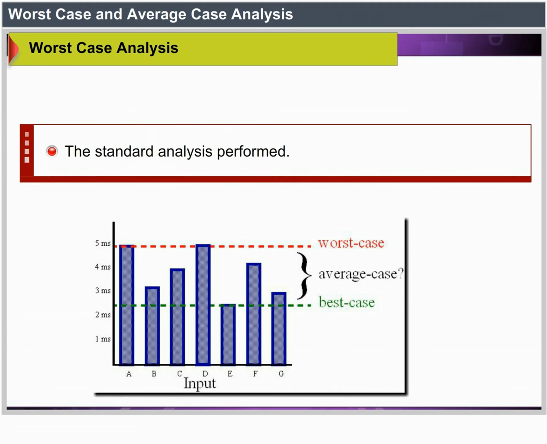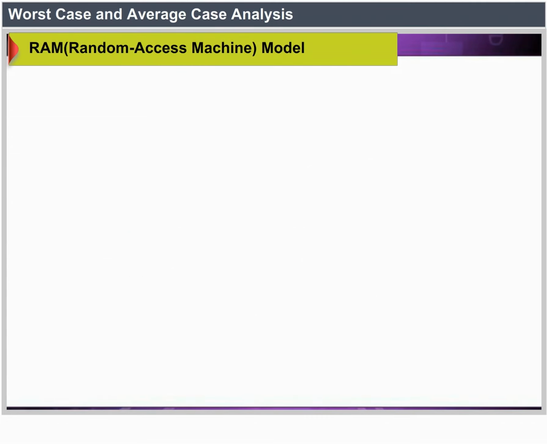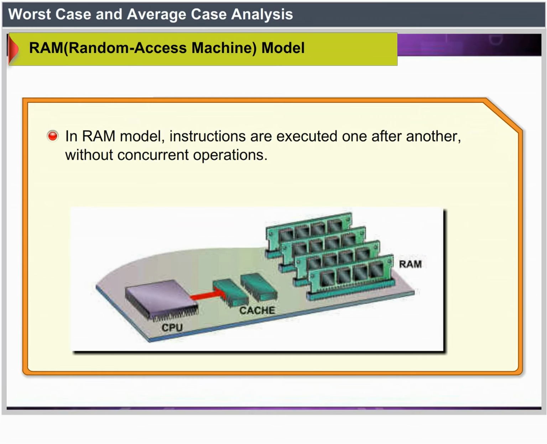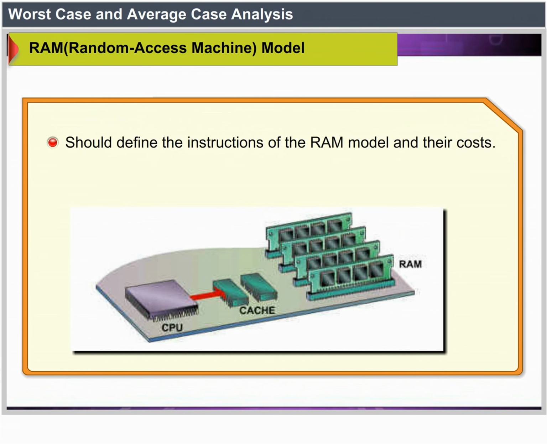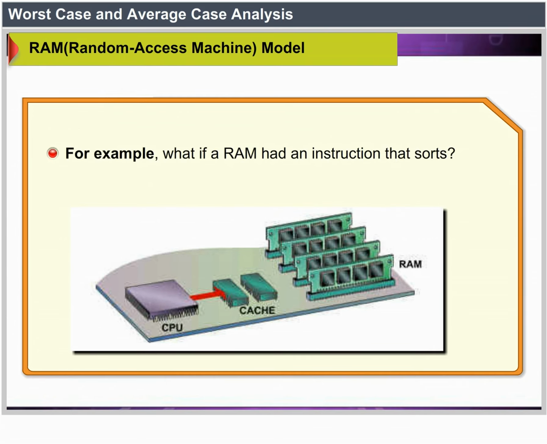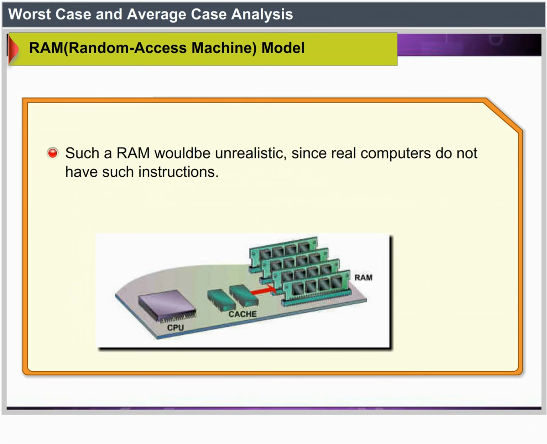Random Access Machine (RAM model). In the RAM model, instructions are executed one after another without concurrent operations. We should define the instructions of the RAM model and their costs. We must be careful not to abuse the RAM model. For example, what if a RAM had an instruction that sorts? Then we would sort in just one instruction. Such a RAM would be unrealistic, since real computers do not have such instructions.